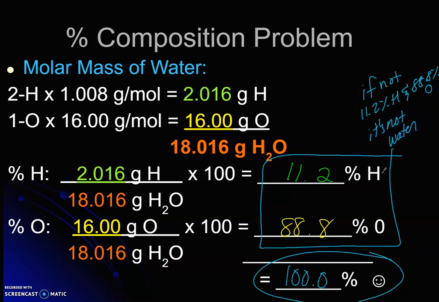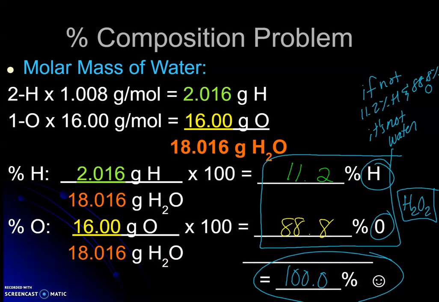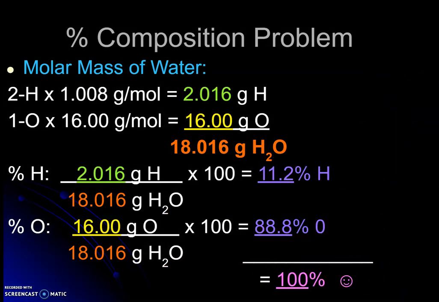So that means you have some other hydrogen-oxygen compound, which could be like hydrogen peroxide, which is H2O2 and would be in a different percent by weight. Okay? Let's try another example, something a little bit more complex. Oh, hey, look, there it checks out.